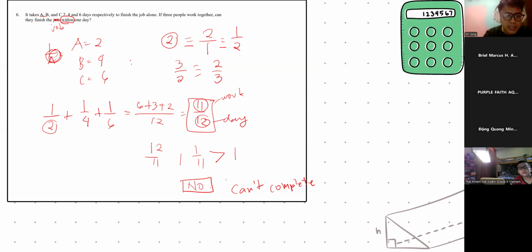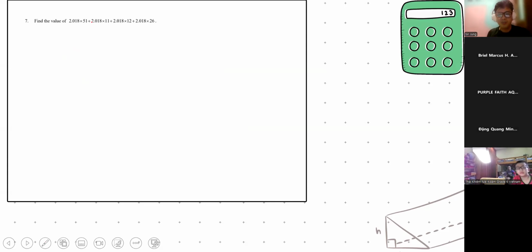If none, again, to solve for this kind of problem, take the rates and then take the sum of the rates, which is you will need to reciprocate every rate and then add them together, get the sum. After getting the sum, reciprocate the sum, check if the resulting reciprocal is within the conditions, okay? So for this one, since this is greater than 1, they cannot complete the job within 1 day. Okay. Number 7. So how about this one?